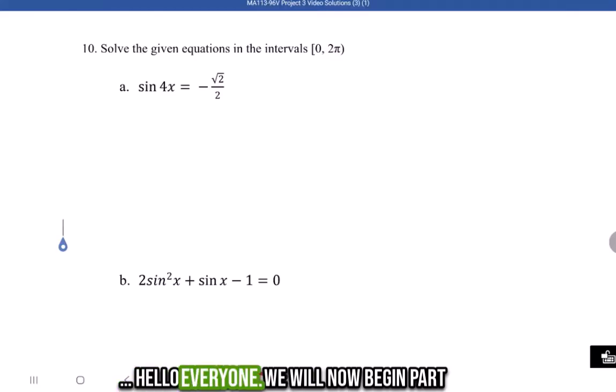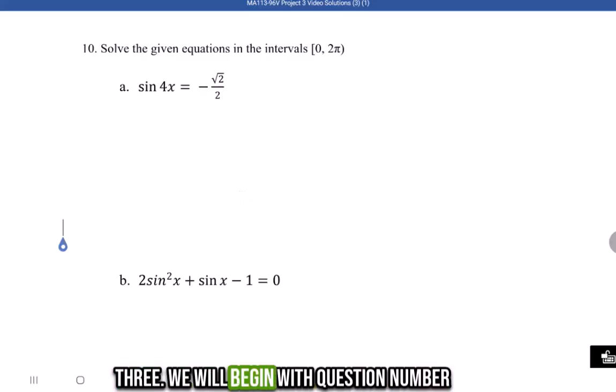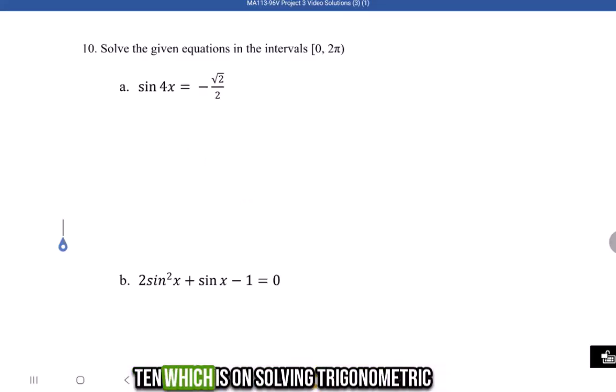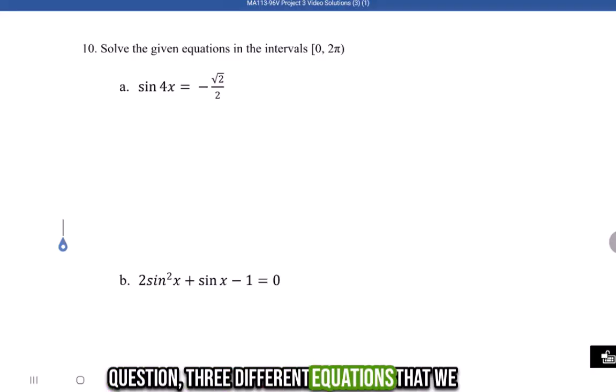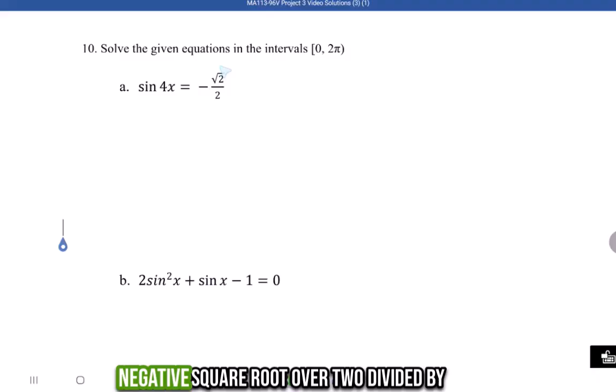Hello everyone. We will now begin part 4 of our video solutions for project 3. We will begin with question number 10, which is on solving trigonometric equations. There are 3 parts to this question, 3 different equations that we have to solve. Part A is sine of 4x equals negative square root of 2 divided by 2.